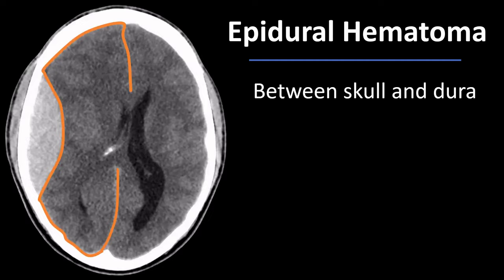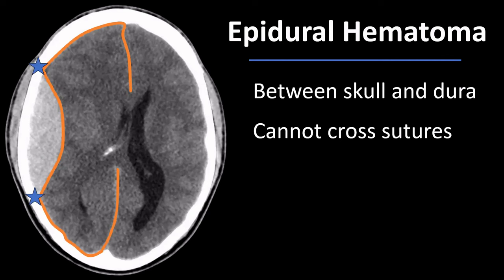I drew the dura for you, and you can see that this hematoma is located between skull and dura. Of course, in a normal situation, you cannot recognize the dura on a CT. So how can you tell this is going to be an epidural hematoma? Well, basically, mainly based on the shape of the hematoma. So what can an epidural hematoma never do? It cannot cross the sutures.